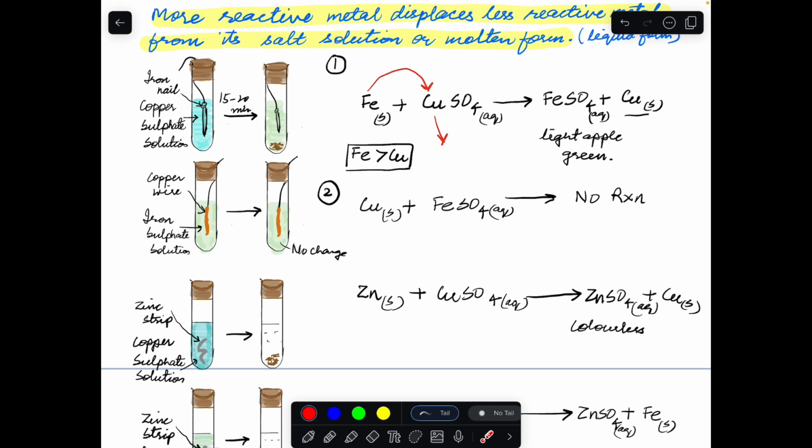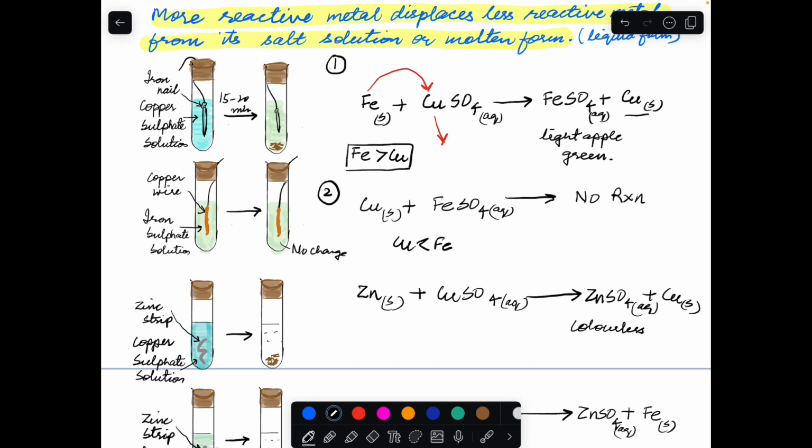And why? The reason is that copper is less reactive than iron. Copper is less reactive than iron. Therefore, copper is not capable of displacing iron from its salt solution. So, a weaker person is never able to express his idea correctly, or a weaker person is not able to do what he wants. Why? Because the stronger one will dominate.